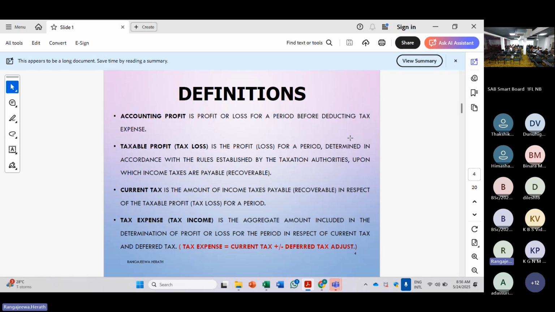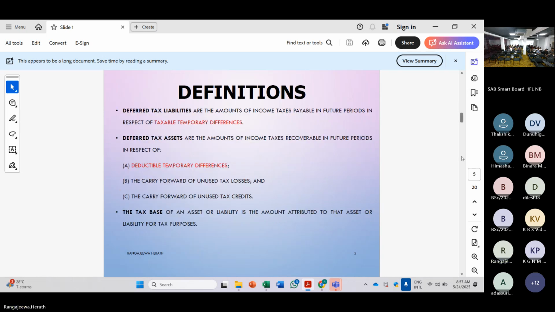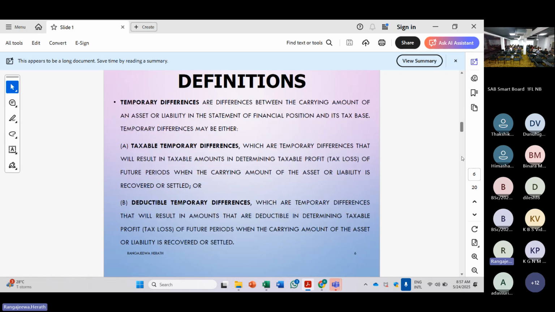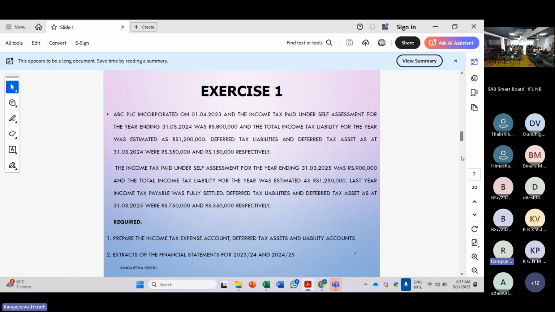So we are going to discuss how to account for the deferred tax, basically along with the normal tax expense. Right. The remaining definitions we will come to after these activities, exercises. Right. When we go to the basic understanding activities, then you can understand this once we complete these exercises. Exercise 1.